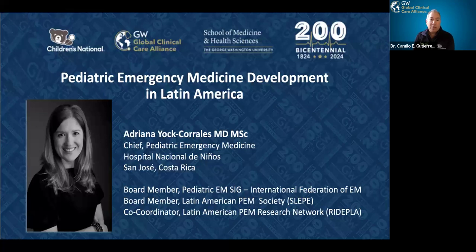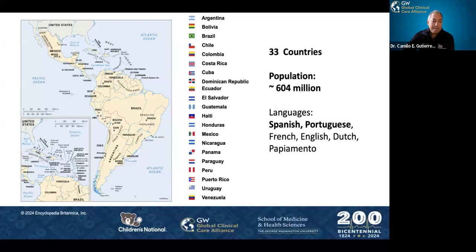And she's occupied leadership roles at the international level in the International Federation of Emergency Medicine. She's a founder and board member of the Latin American Pediatric Emergency Medicine Society, and she's the co-chair of the Regional Research Network. And she's going to talk to us about development of PEM in Latin America. Adriana, I'll let you go on with this. Next slide, John, please.